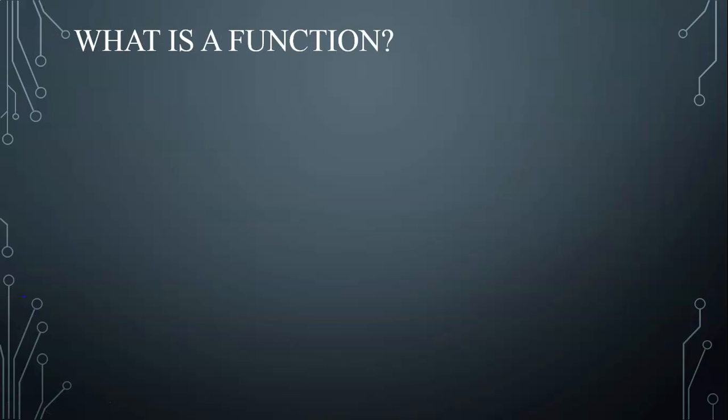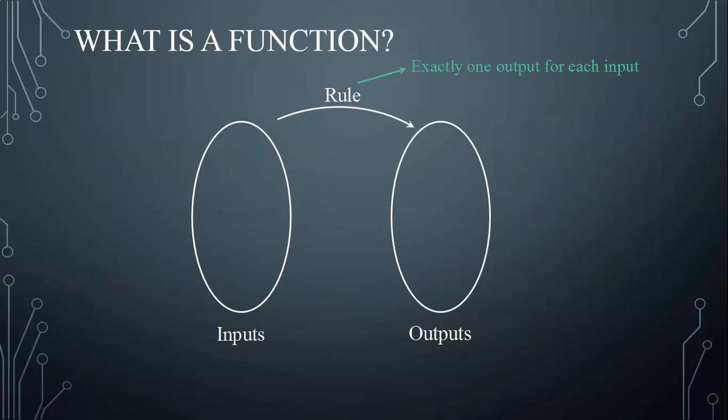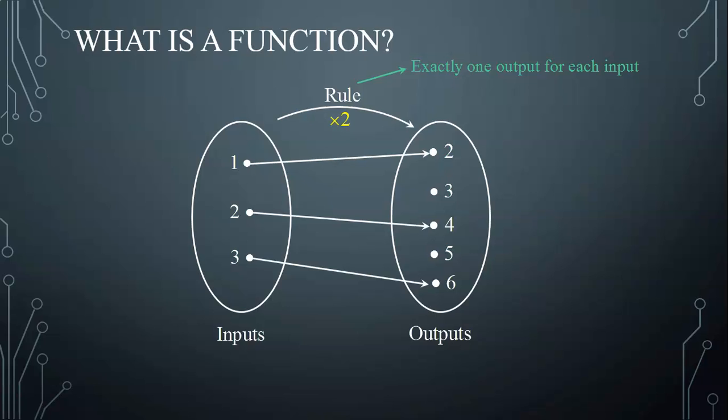What is a function? A function consists of a set of inputs, over which we apply a rule to obtain a set of outputs, on a condition that the rule yields exactly one output for each input. For example, considering these numbers for the sets of inputs and outputs, and the rule where we multiply the inputs by 2, then 1 would be associated with 2, 2 with 4, and 3 with 6. Every input had exactly one output by this rule. Then it is a function.